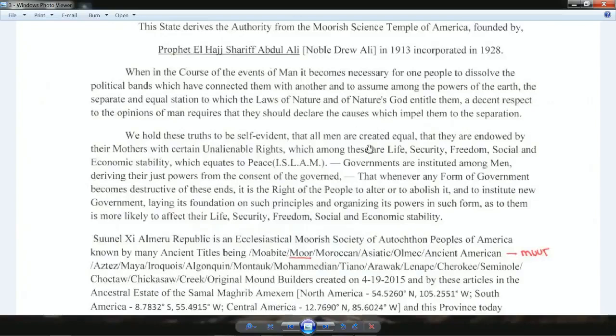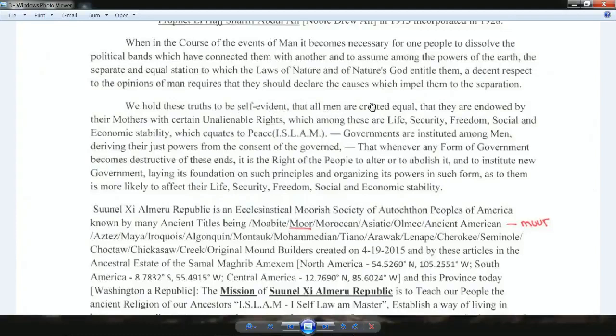That was an excerpt from the Declaration of Independence. All right. We hold these truths to be self-evident, that all men are created equal, that they are endowed by their mothers with certain unalienable rights, which among these are life, security, freedom, social and economic stability, which equates to peace, Islam. Governments are instituted among men, deriving their just powers from the consent of the governed. That whenever any form of government becomes destructive to these ends, it is the right of the people to alter or to abolish it, and to institute new government, laying its foundation on such principles and organizing its powers in such form as to them is more likely to affect their life, security, freedom, social, and economic stability.